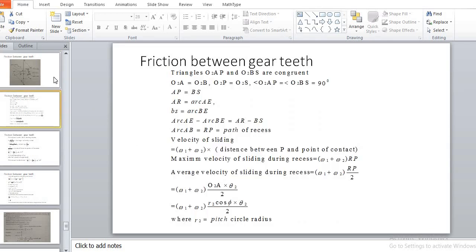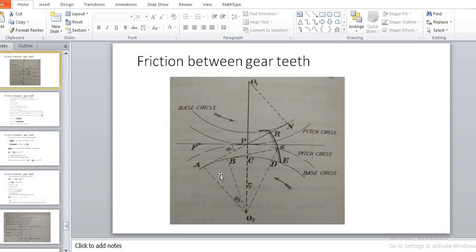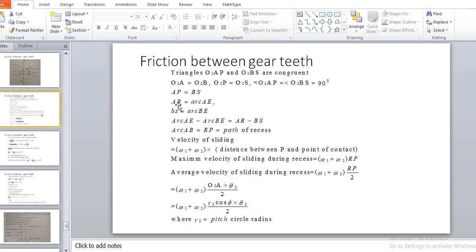So by considering these two triangles, we can write that AP is equal to BS. This side and this side are equal.